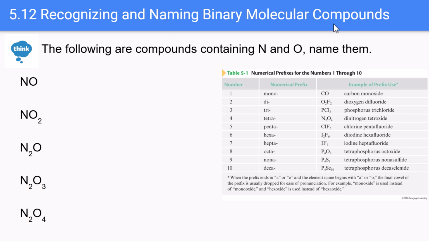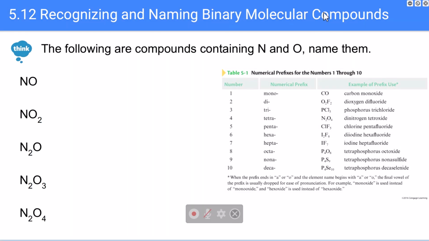Take a few moments with this and we will name them together here in just a moment, and then we'll be close to being done. So we're going to use prefixes for these, and the reason I know we're going to use prefixes is that all of these start with a non-metal. Okay, so let's look at what we have here and use the prefixes and go from there.